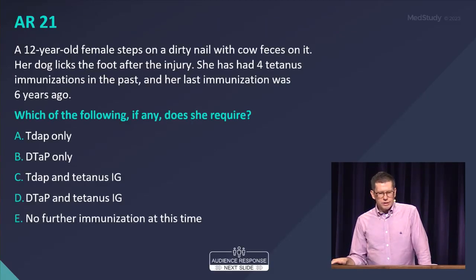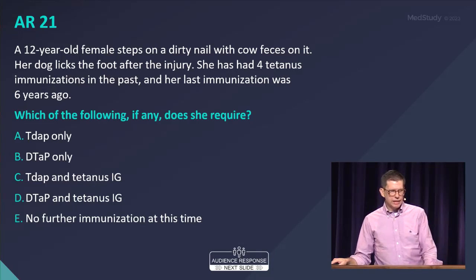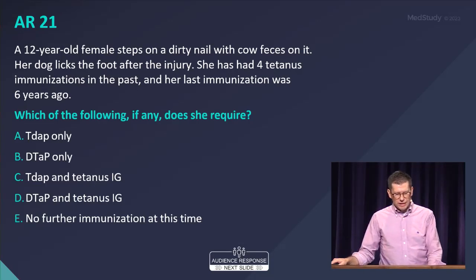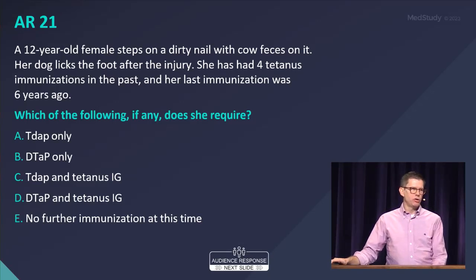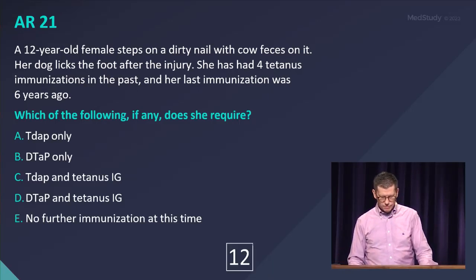A 12-year-old female steps on a dirty nail with cow feces on it. Subsequently, her dog licks the foot. She's had 4 tetanus immunizations in the past, and her last immunization was 6 years ago. Which of the following, if any, does she require? A, a Tdap only; B, a DTaP only; C, a Tdap and tetanus immunoglobulin; D, a DTaP and tetanus immunoglobulin; or E, no further immunization at this time.